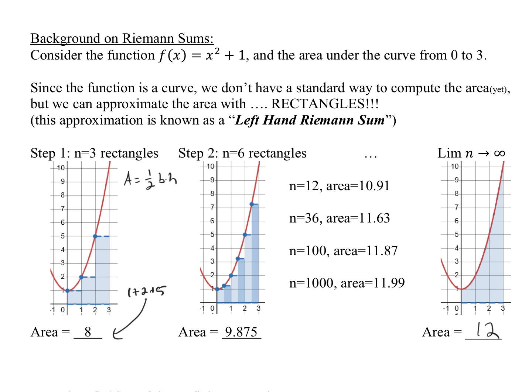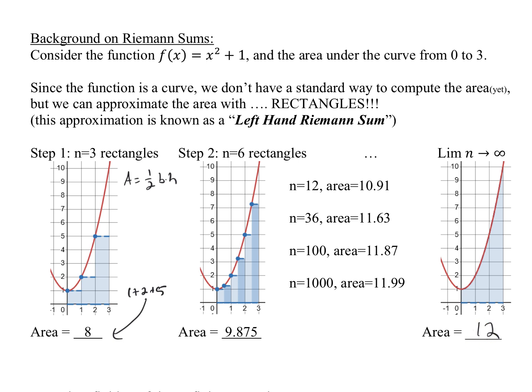Now, this is not at all a proof that this has happened, right? We can't prove that the limit would be 12 just based on computing a couple of examples, but this would give us a good indication, a good intuition as to what the area would be.